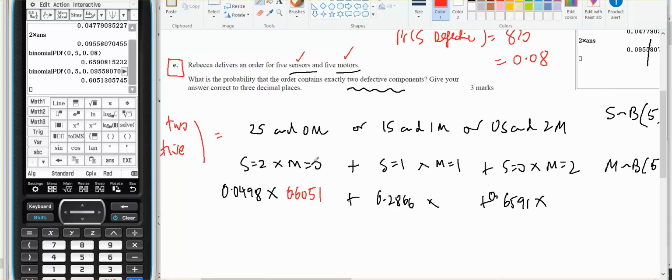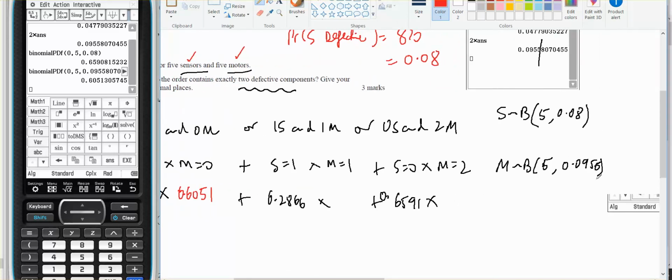Okay, so now motors being 0, motors is binomial, 5, 0.0956, so I've got none of them is 0.6051. If I want one of them, it's going to be 0.3197, and for 2 of them it's going to be 0.0675. Now multiply these together and get my sum.